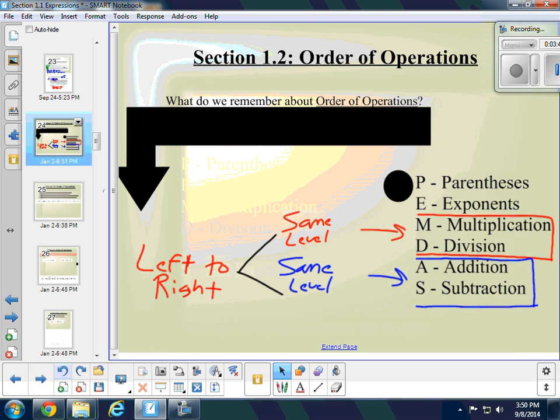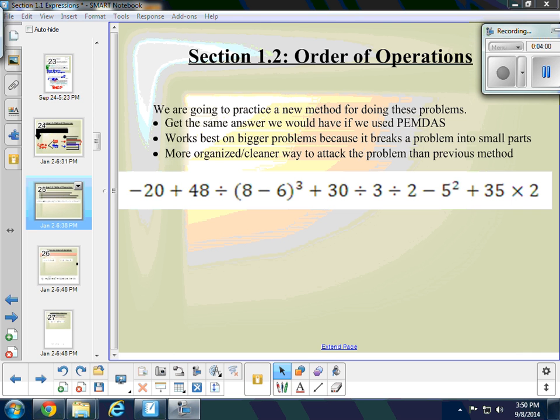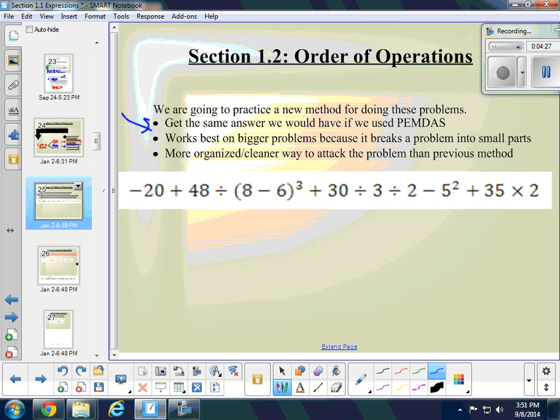Now PEMDAS I feel like has been around for a while now in terms of talking about how to evaluate some kind of problem with a bunch of numbers in, a bunch of operations to do. Here at PEM, myself and the 7th grade teacher, 6th grade teacher, we've talked about another way to attack these kind of problems, which again, just to name a few things that we like about it, we're still going to get the same answer we do as if we use PEMDAS, which is good.